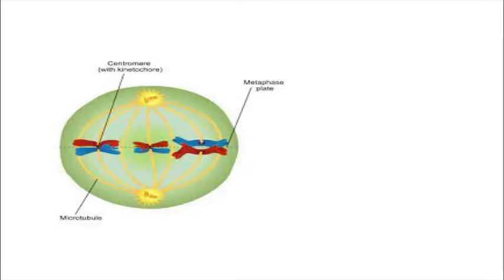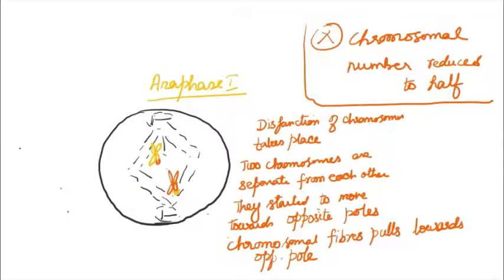Let's move on to anaphase 1. In anaphase 1, there will be the disjunction of the chromosomes. The two chromosomes separate from each other. They start to move towards the opposite poles. The chromosomal fibers are the ones that pull them towards the opposite poles. Here only, the chromosome number is reduced into half.